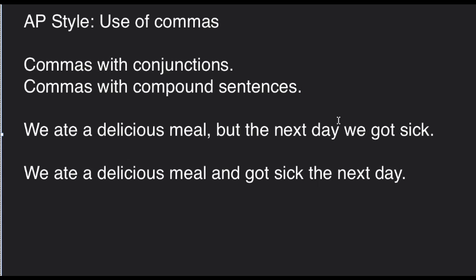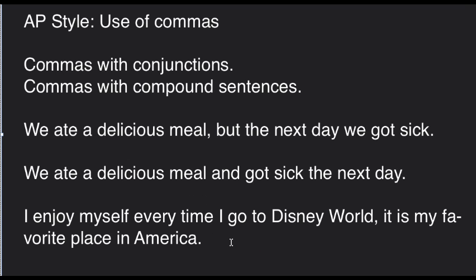And one last thing that ties in with this use of commas is how not to abuse commas, how not to use them for something that they were not designed to do. And this is the classic example. I enjoy myself every time I go to Disney World. Okay, complete thought. It is my favorite place in America. Also a complete thought. Both of those things could stand alone as a complete sentence.